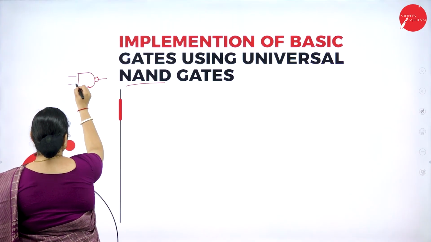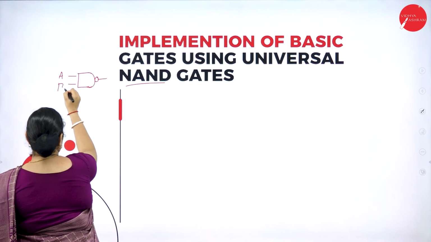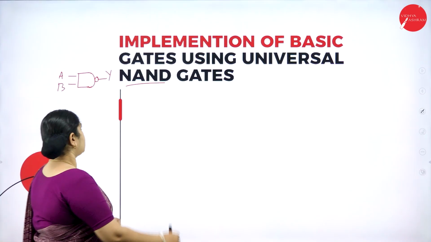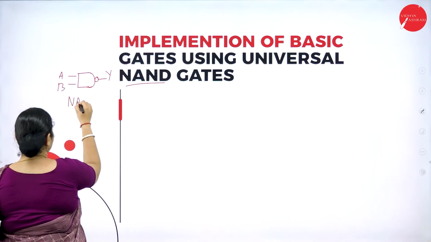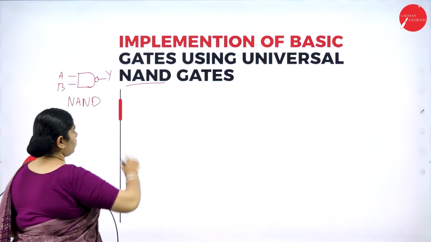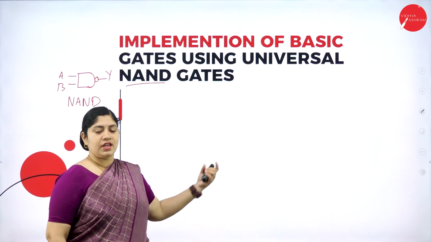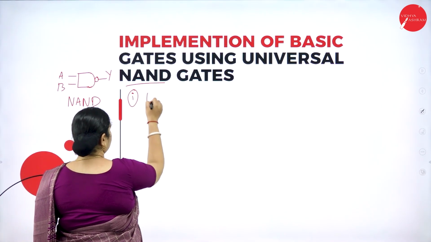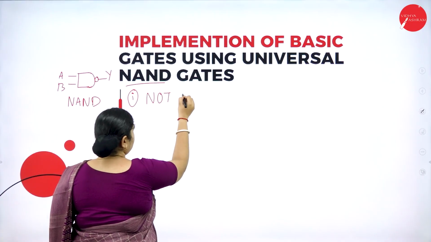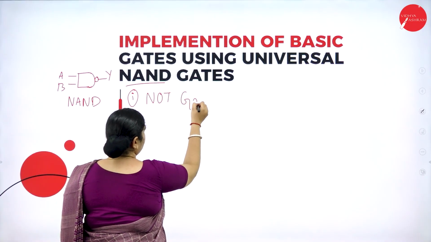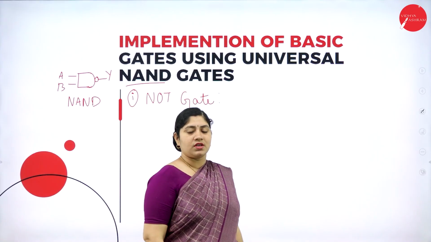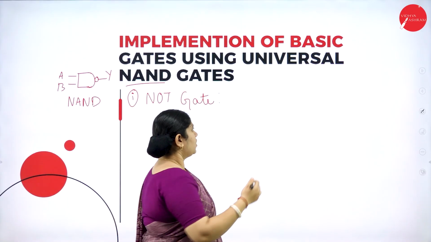We will be having two inputs, that is A and B, followed by one output. So this is a simple NAND gate. By using this universal NAND gate, now it's time to derive the basic gates. So the first basic gate is none other than a NOT gate. Okay, so now let's see how the NOT gate can be represented by using a NAND gate.